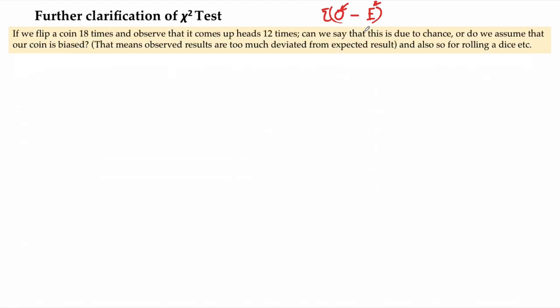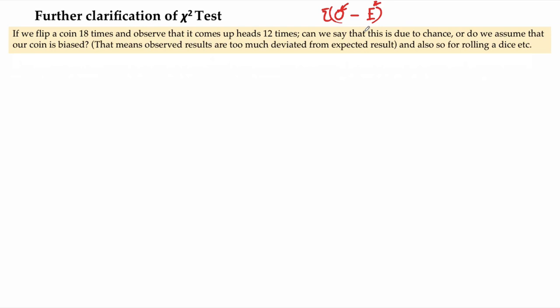If we flip a coin 18 times and observe that it comes up heads 12 times, can we say that this is due to chance, or can we assume that our coin is biased? Bias means nothing but that the observed results deviate too much from the expected result. This is also applicable for rolling a dice.